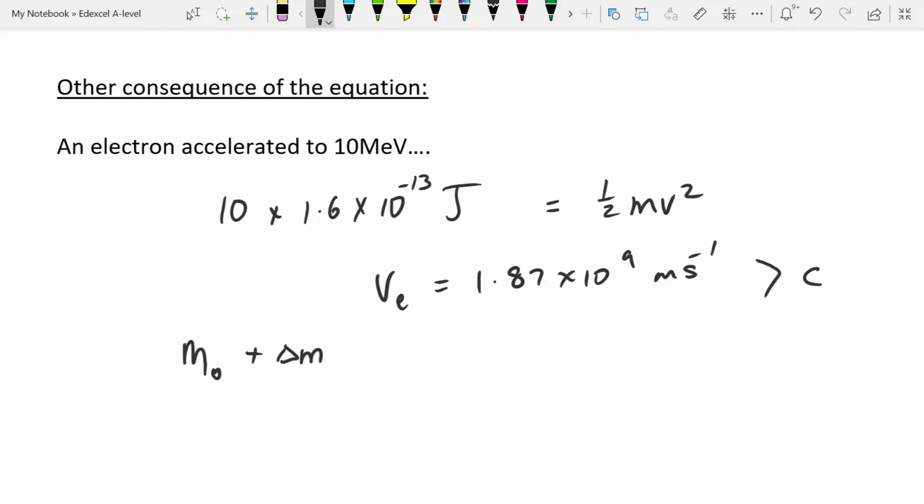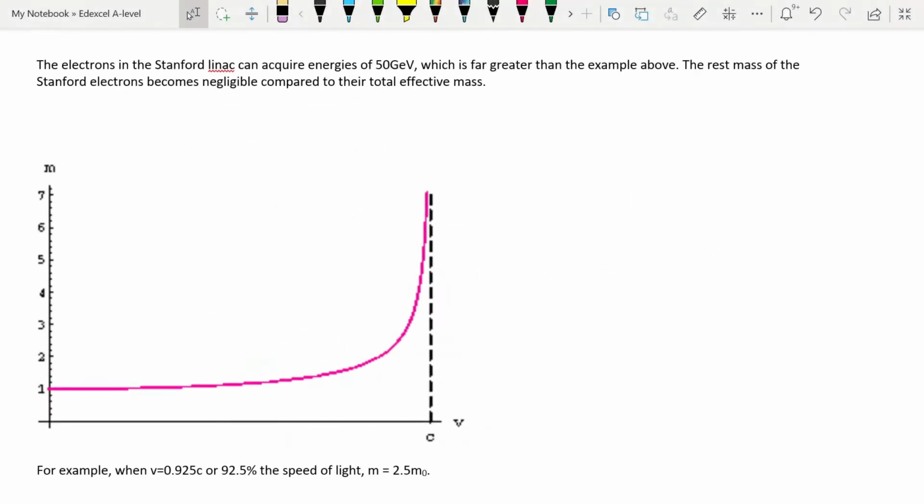Now, we don't notice this at human-like speeds. You don't notice yourself gaining mass when you go for a run. But it becomes very, very significant when we get close to the speed of light. And the change in mass, the new mass, when you add on the delta M, is significant compared to the rest mass of the particle. So again, in my accelerators video, I referenced the Stanford LINAC accelerator, and those get energies of 50 giga electron volts. And at this point, our rest mass is negligible compared to how much mass you've gained because of this kinetic energy. And this little graph here summarizes it very well.